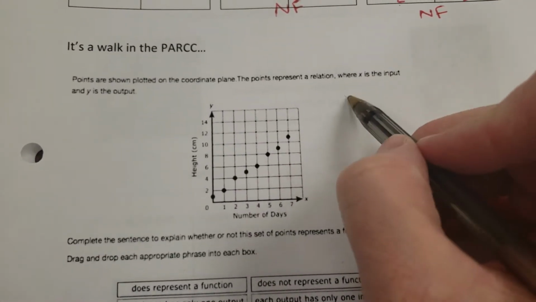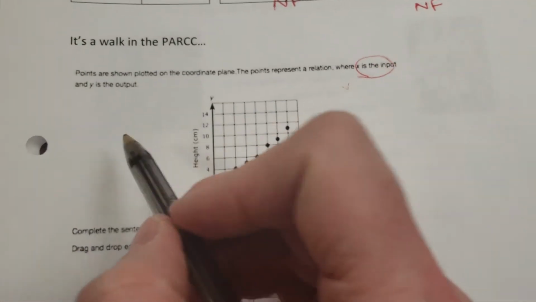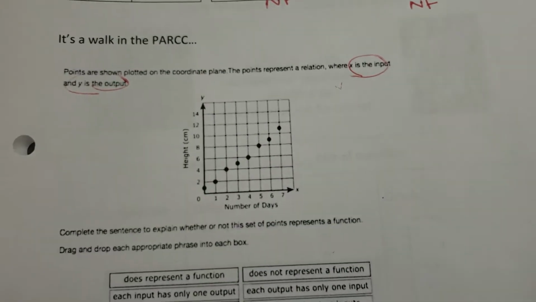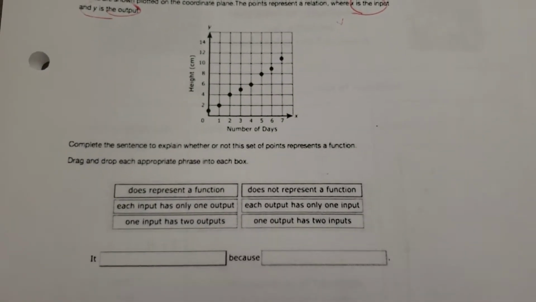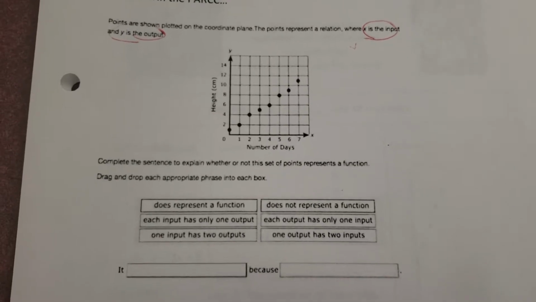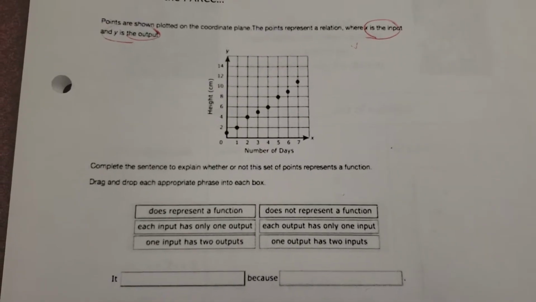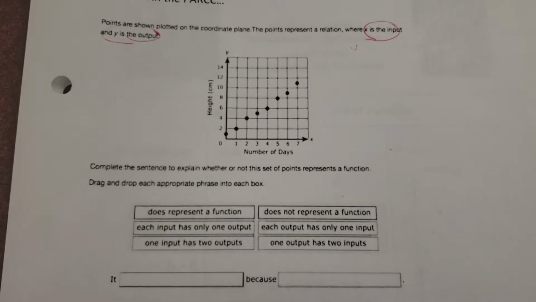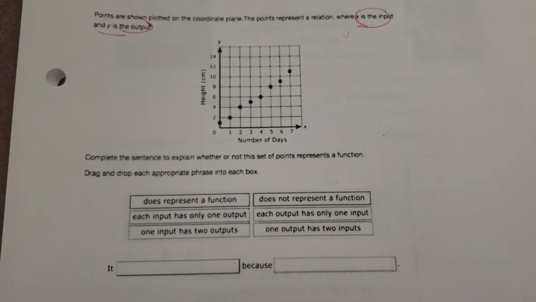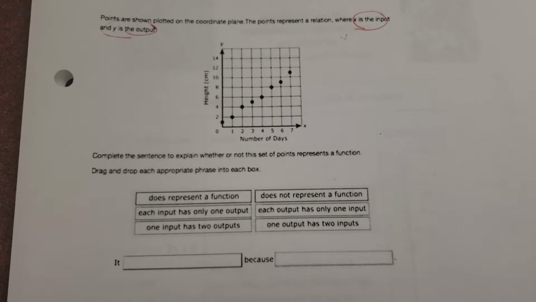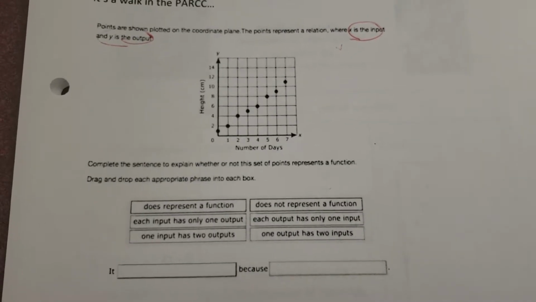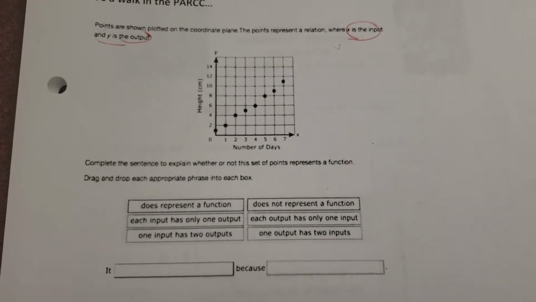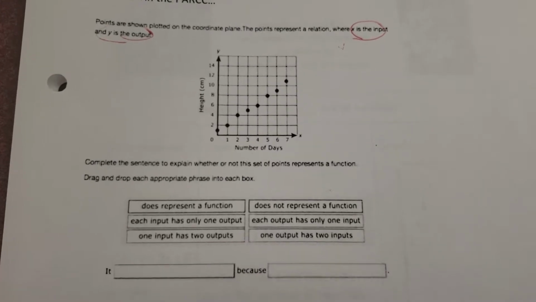So there's that input-output vocabulary that I told you about. It says, complete the sentence to explain whether or not this set of points represents a function. On the computer, you would drag and drop each appropriate phrase into each box, but we're just going to draw some lame arrows. Sorry, can't drag and drop on your paper. Take a second to think about it.